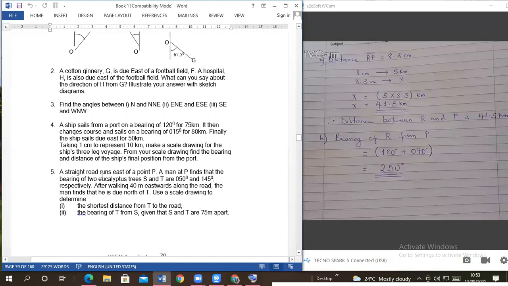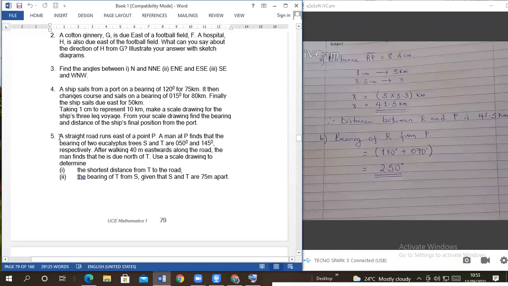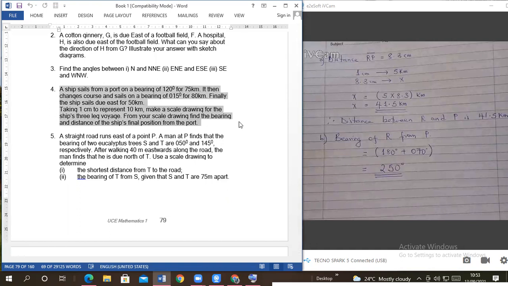Let me leave these ones. Members, I think question number 4, this one I'm highlighting. Have you seen that? Yes. Write that question down, please.